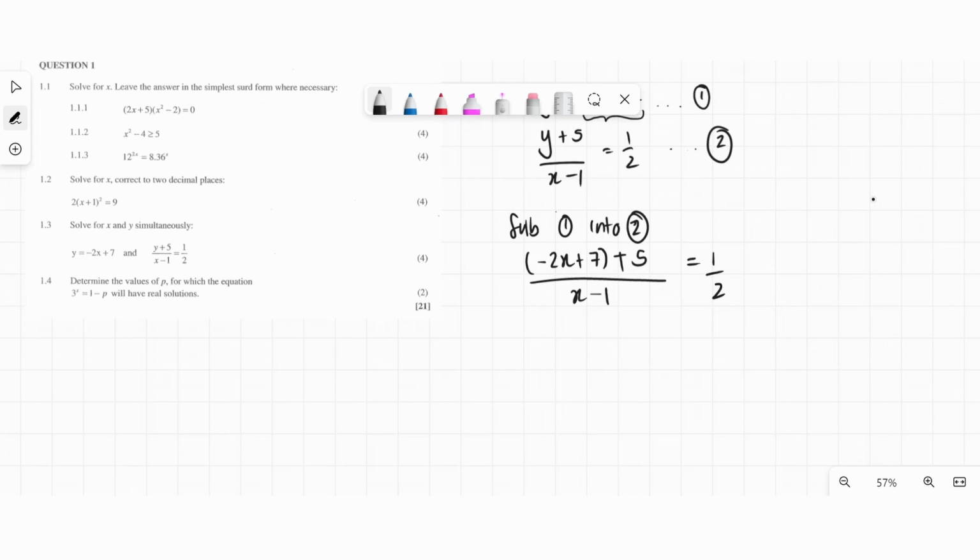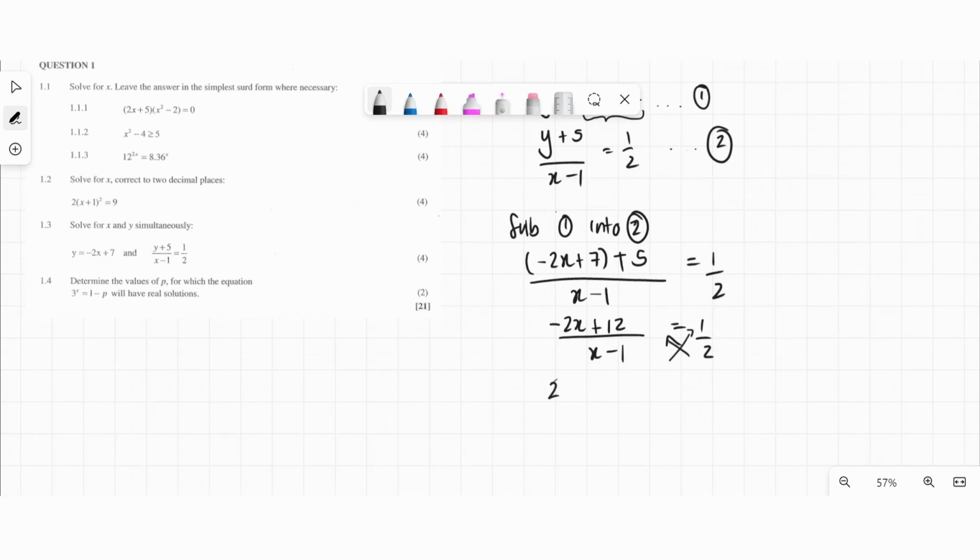So here we're going to simplify the numerator. So it's going to be negative 2x. Then 7 plus 5 is going to give you 12. So it's going to be plus 12. Then this is going to be divided by x minus 1 is equal to 1 over 2. Then we're going to cross multiply. So we're going to cross multiply like this.